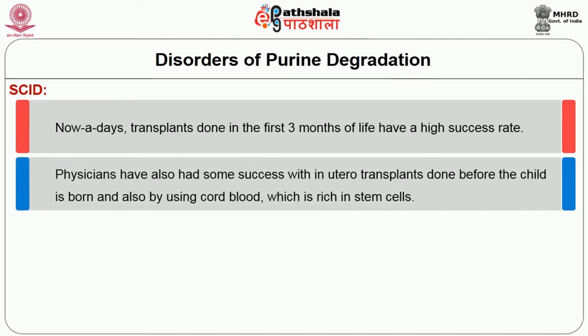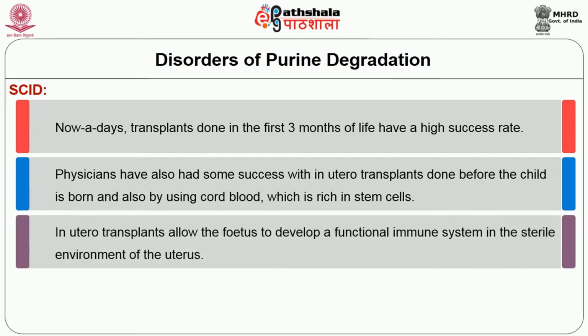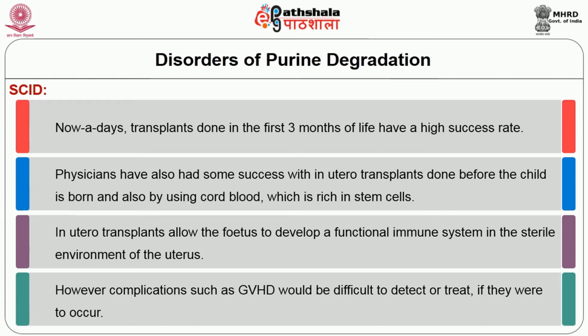Physicians have also done transplants before the child is born and also by using cord blood, which is rich in stem cells. In utero transplants allow the fetus to develop a functional immune system in the sterile environment of the uterus. However, complications like GVHD would be difficult to detect or treat if they were to occur in utero.